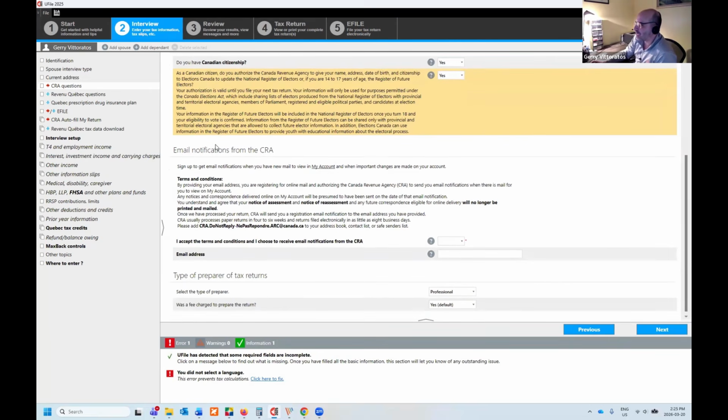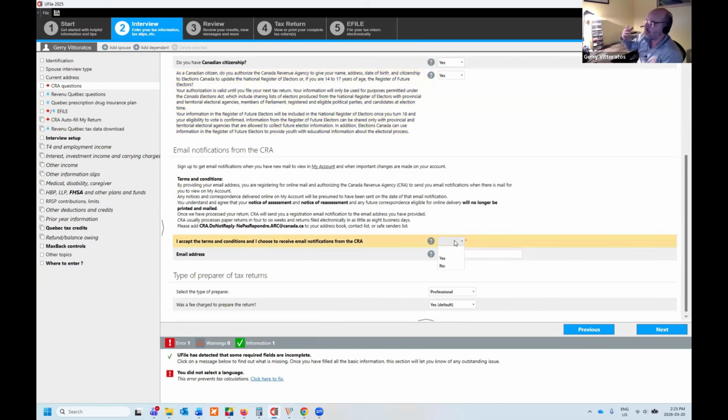All right. Next, you've got email notifications. Be very mindful of this. You can indicate to the software and to the government whether you want to get notified by email when the notice of assessment has been deposited. There's a big catch though to saying yes to this question. And the catch is, which we put in bold here, is that you will no longer get an assessment by mail if you say yes to this question.